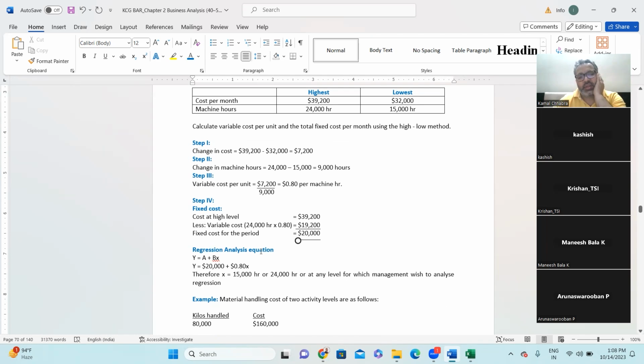Right? So regression analysis equation y is equal to a plus bx. So a is $19,200 and b is 80 cents per hour. X is number of hours. So now whether you consider x 15,000, you'll calculate accordingly. You consider x as 20,000, you'll do the calculation accordingly. If you say 24,000, it will do the math accordingly. Right? Yes, sir. Clear.